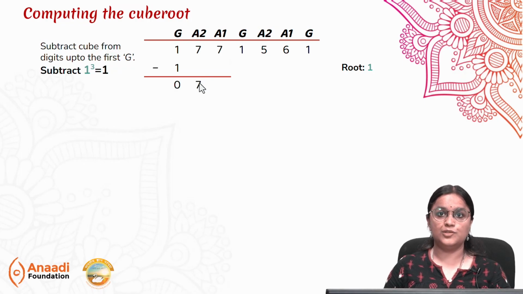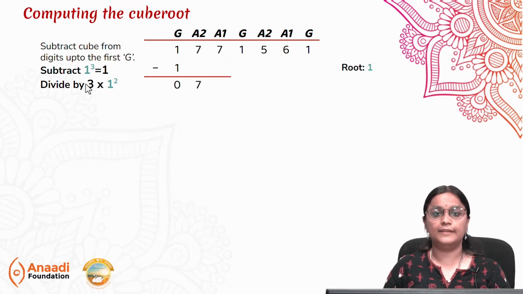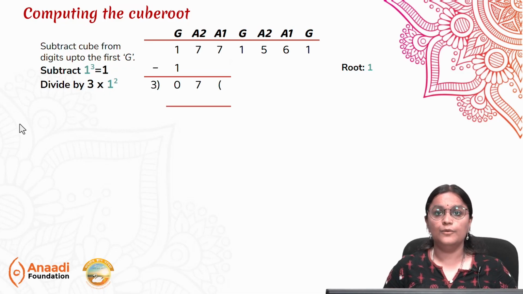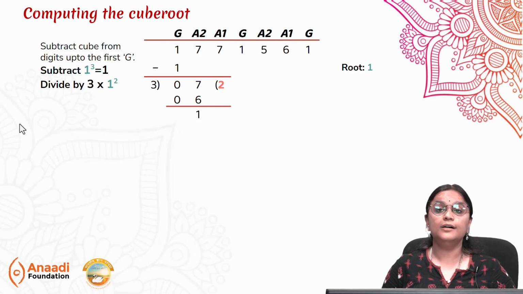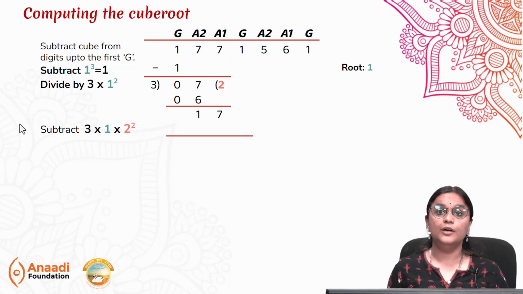So, whenever we bring down a digit from the dvitiya aghanasthana, it must be divided. What will it be divided by? We will divide it by 3 times the root squared we have so far. In this case, it will be 3 into 1 square because that is our current root. So, now we divide 7 by 3 into 1 square, which is 3. Our quotient is 2 with a remainder 1. Next, we bring down 7 again from the prathama aghanasthana, giving us 17. Now, we are encountering a new rule.